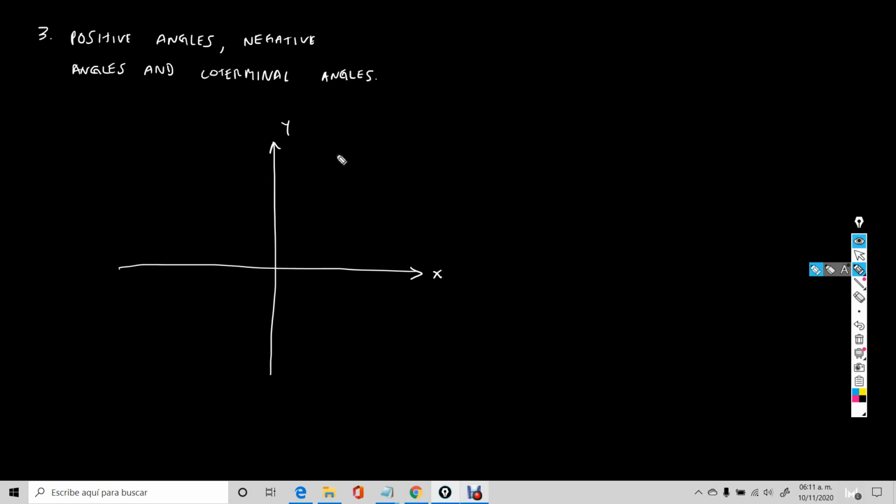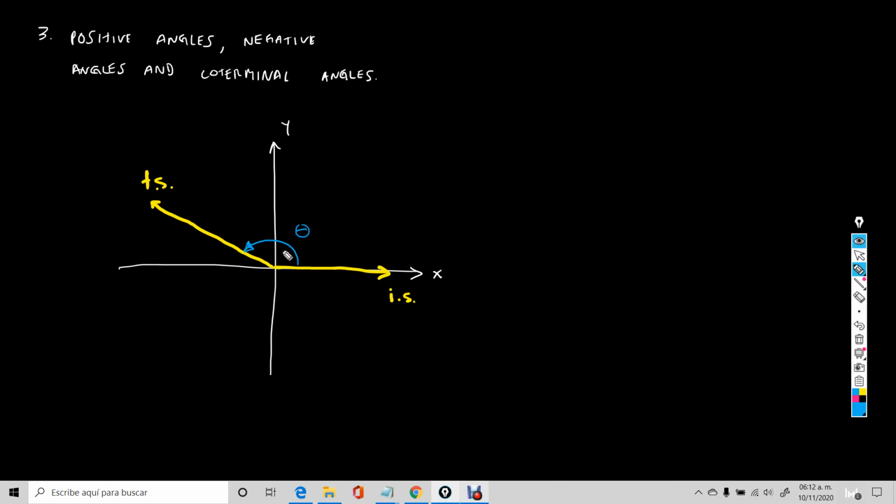Okay, so I was saying positive angles, negative angles, and coterminal angles. Let me draw an angle theta in standard position. So I'm going to draw its initial side over here, initial side, and its terminal side over here, terminal side. And I'm going to say that the angle theta rotated in this direction, counterclockwise. This is counterclockwise. Okay, so this is theta.